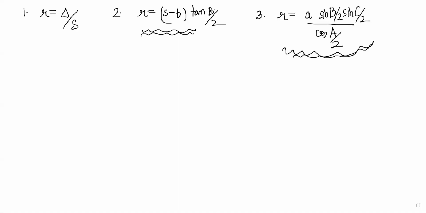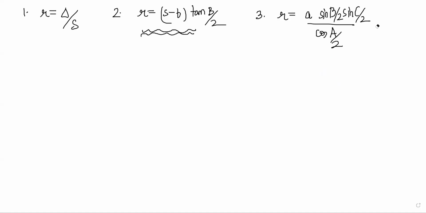Yes, sir. You can write it as s minus a tan A by 2 also. And we can write this as b sin C by 2 sin A by 2 by cos B by 2. Right? Yes, sir.